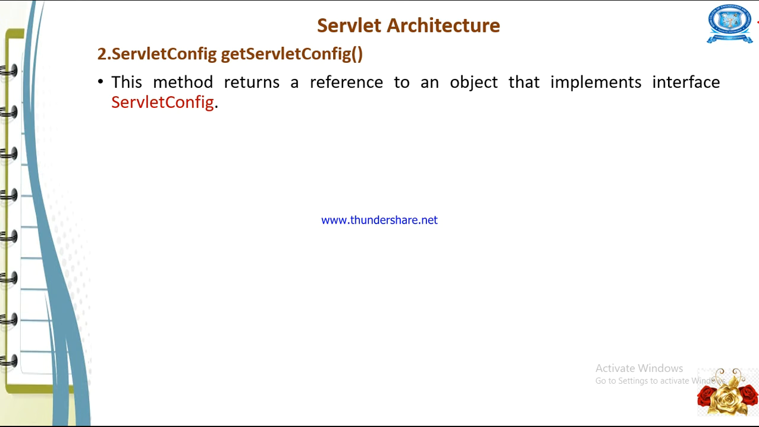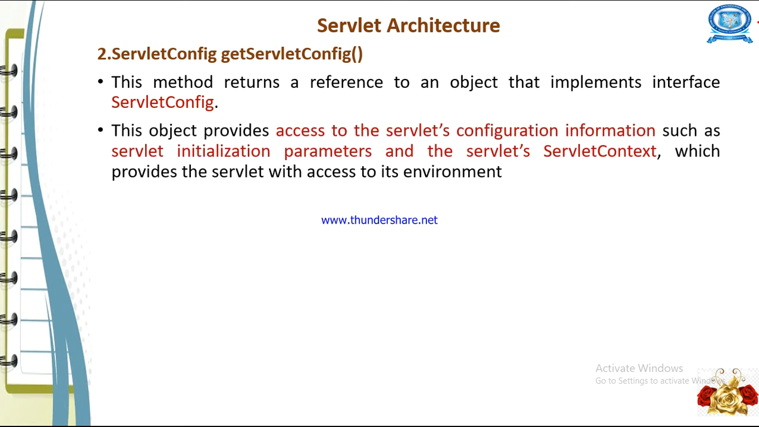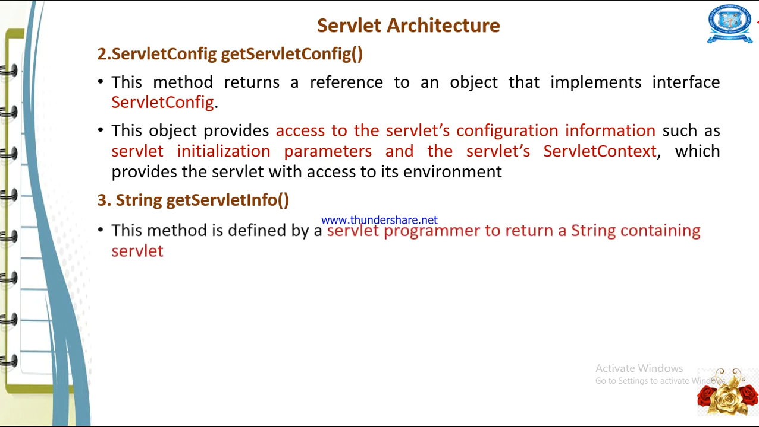Next, the second method: the servlet configuration is obtained by using the function get servlet configuration. This method returns a reference to an object that implements the interface ServletConfig. These objects provide access to the servlet configuration and information such as servlet initialization parameters and the servlet context, which provides the servlet with access to its environment.